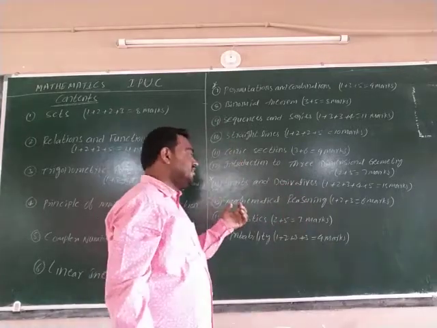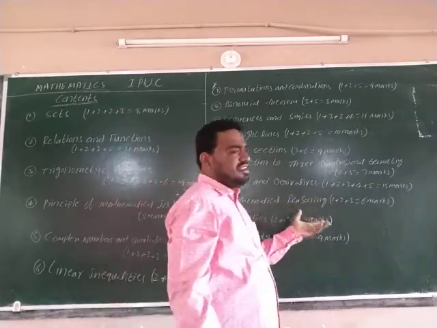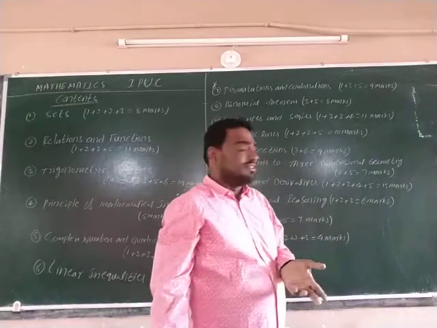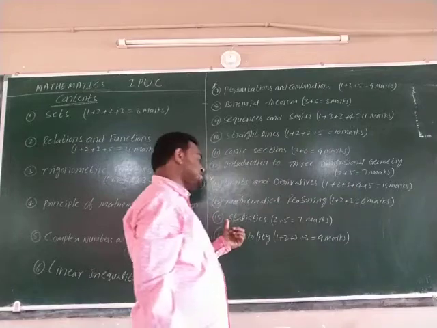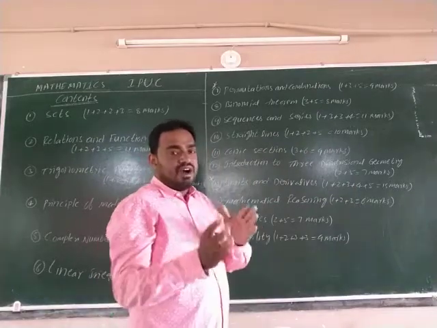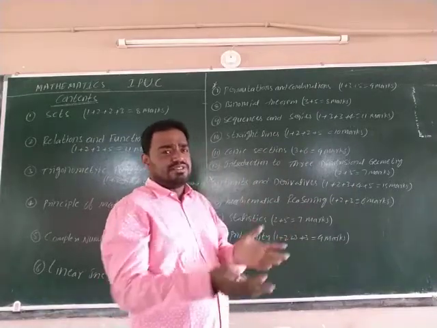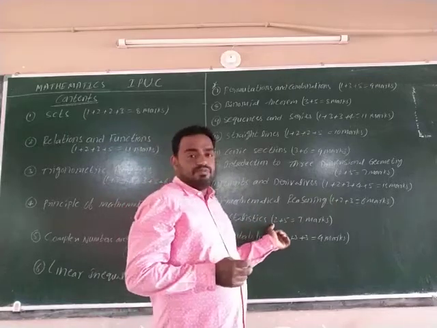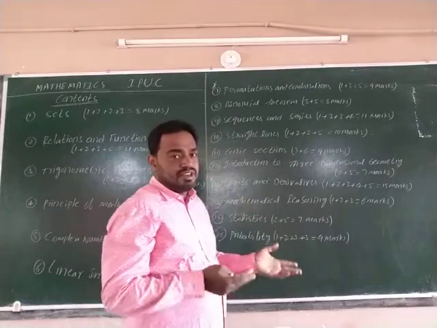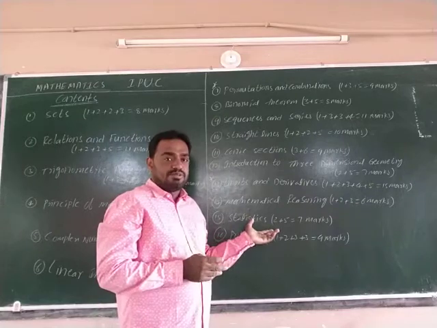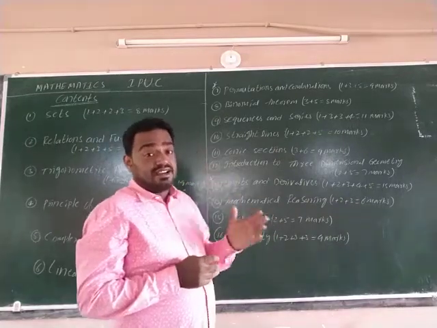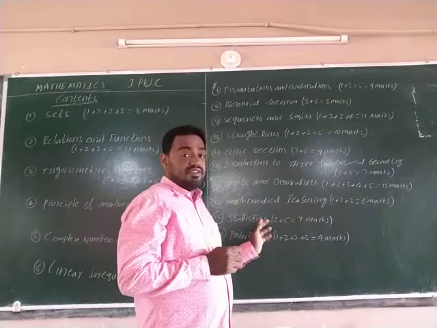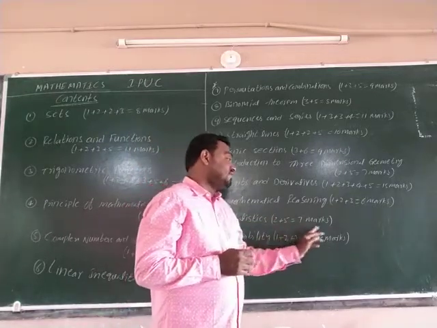Next, mathematical reasoning. Mathematical reasoning is a very easy chapter, nothing but statements. So 1 plus 2 plus 3 is 6 marks. Next, statistics. Whatever you already know from SSLC, maximum same you have in first PU. Maximum same syllabus, same concepts we have in first PU. With 10th class knowledge also you can solve these statistics. Very easy topic. 2 plus 5 is 7 marks.